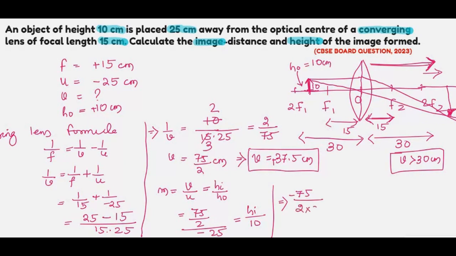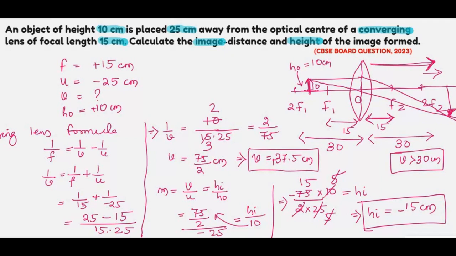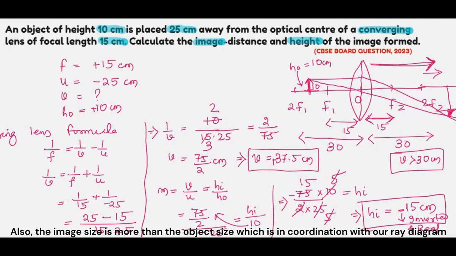So here we get 75 by minus 2 into 25, and this 10 will be multiplied, into 10 is h_i. So 2, 5, 5, 5, it's 15. So we get the height of the image as minus 15 centimeter. The size of the image is 15 centimeter, and this negative sign indicates that it's a real and inverted image. The negative sign means it's below the principal axis, the image is lying below the principal axis. It means the image is inverted, and an inverted image means it's a real image. So we get a real and inverted image, which is formed at a distance of 37.5 centimeter from the optical center, and it's of height 15 centimeter.